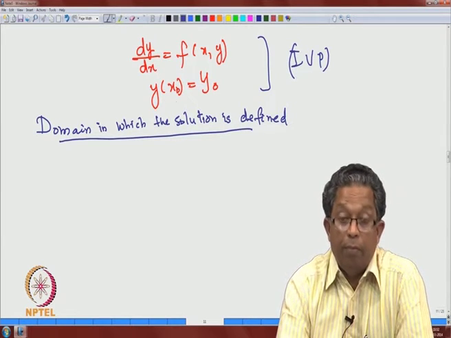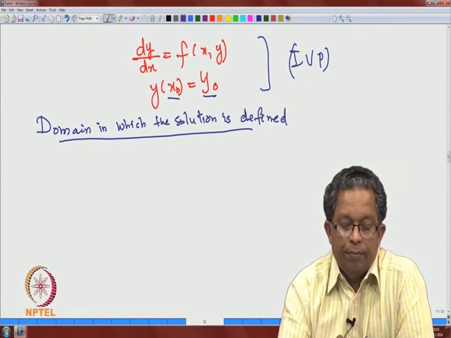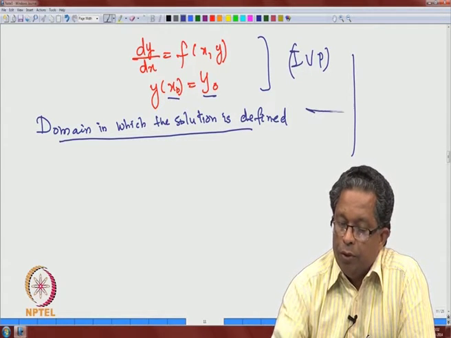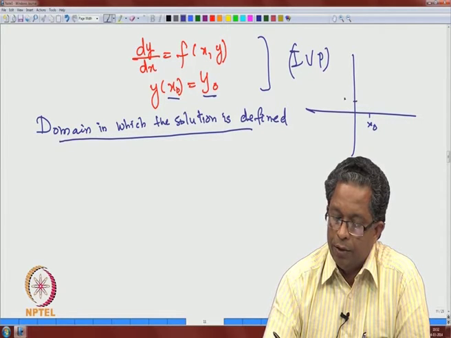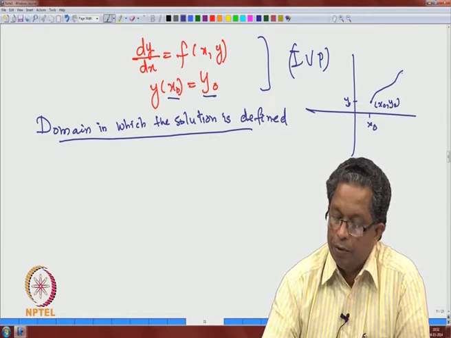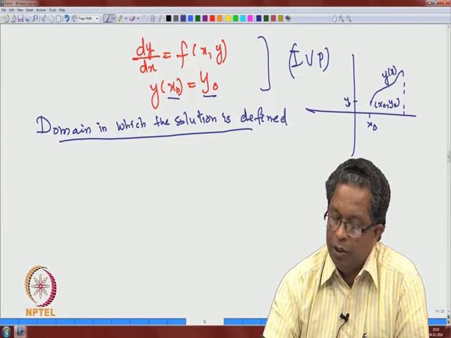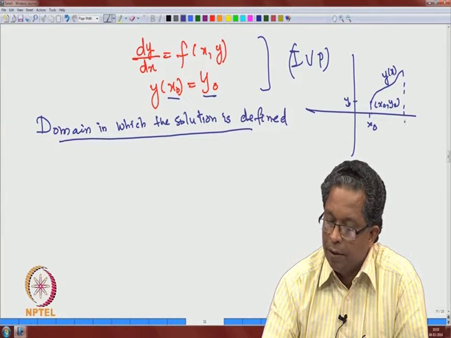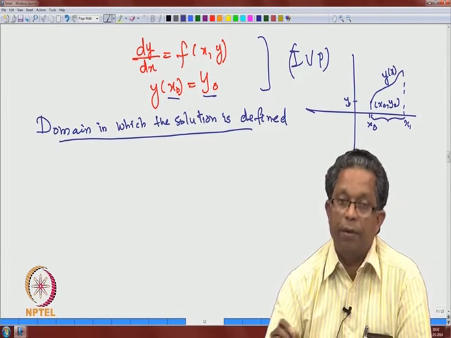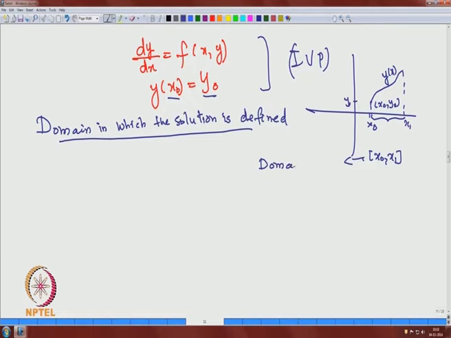there may be a solution starting from the point x0, y0, and that solution may exist only for some interval on the x axis. So, this is x0 and this is y0, and this is a point from where we start, looking for a solution, and the solution is y of x, and in many initial value problems the solution exists in a small interval, call it x0, x1. This is called the domain of solution y.